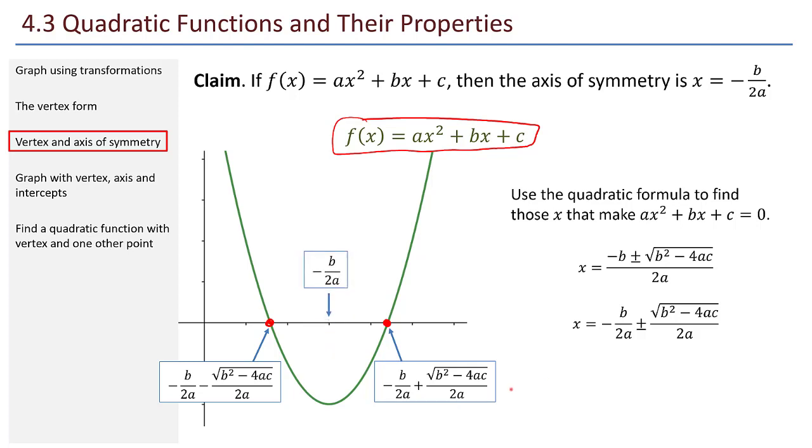So where is this negative b over 2a? It is exactly in the middle. The axis of symmetry goes right through that number, and it goes right through our vertex. So there's our justification: the negative b over 2a comes from the quadratic formula.